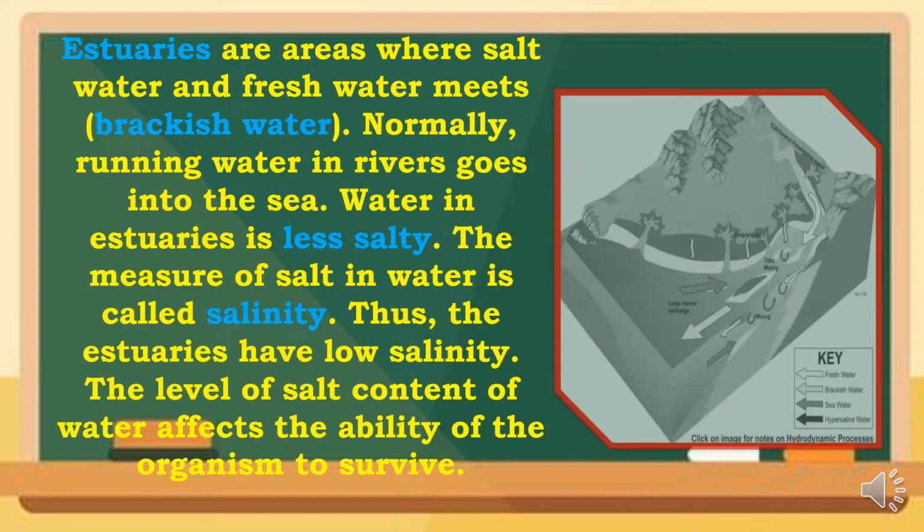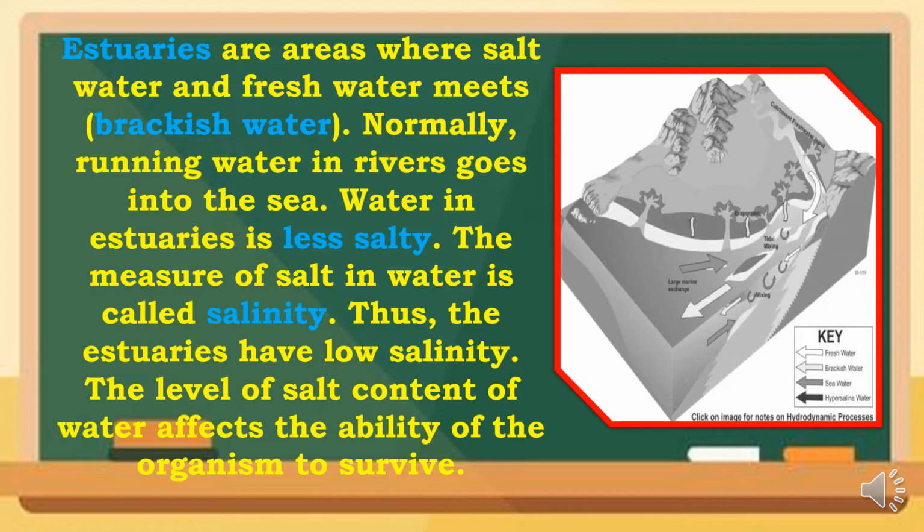Estuaries are areas where salt water and fresh water meet, or the brackish water. Normally, running water in rivers goes into the sea. Water in estuaries is less salty. The measure of salt in water is called salinity. Thus, the estuaries have low salinity, and the level of salt content of water affects the ability of the organisms to survive.